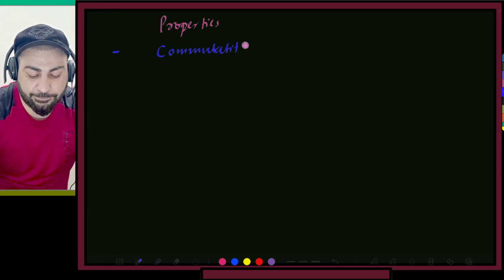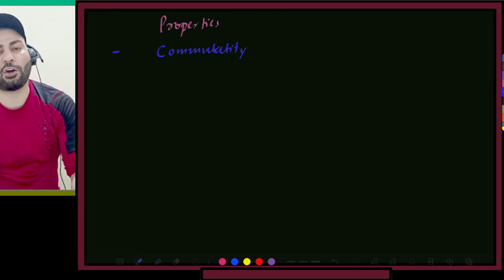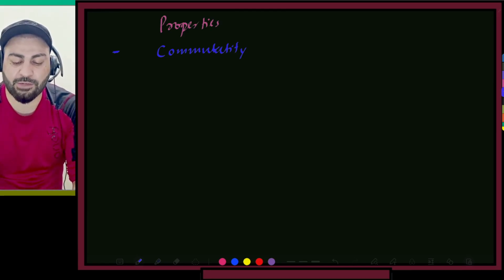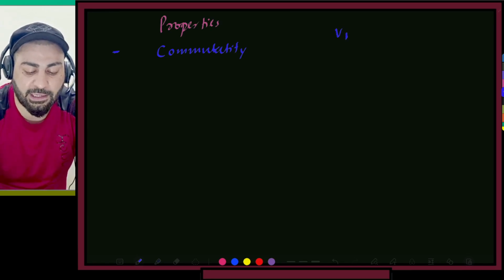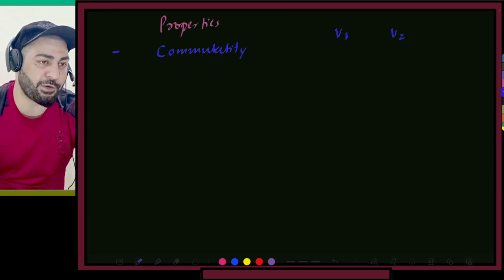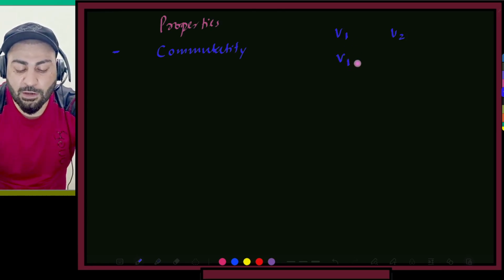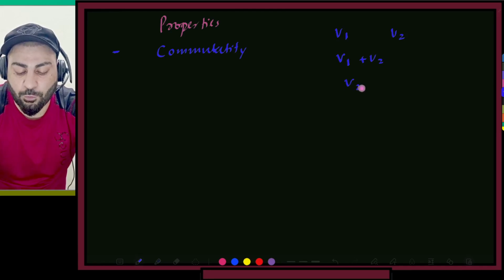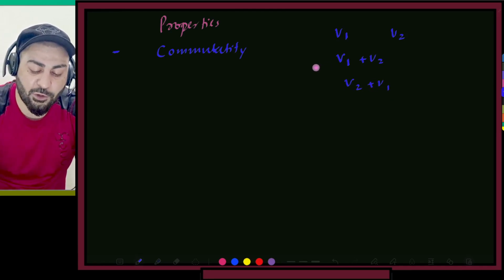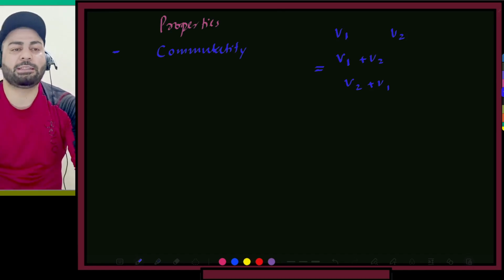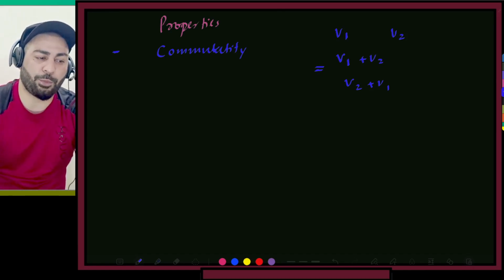Commutativity property. Okay, what is the meaning of commutative? Commutative means, let's suppose I perform an operation: I have this vector v1, I have this vector v2. What is this? A bunch of numbers for us so far. So what I'm saying is, if I perform v1 plus v2, and I perform v2 plus v1, and they give me the same answer, then I call that operation a commutative operation.